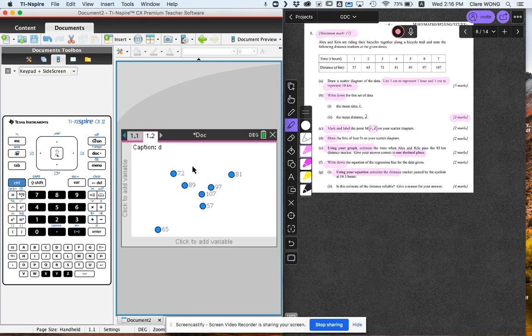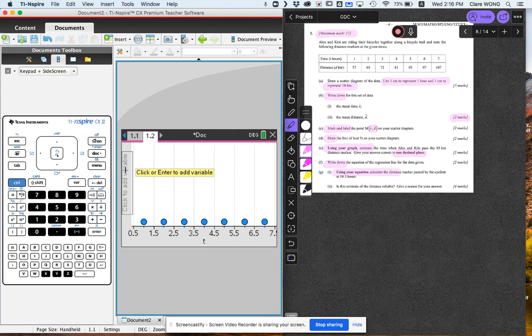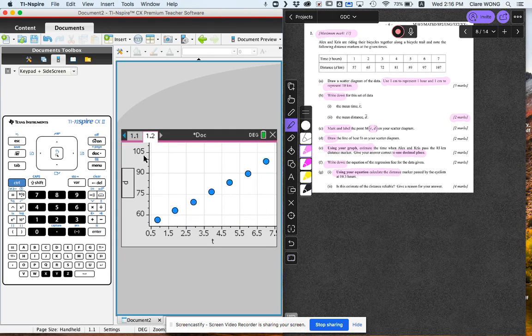Chart. Put T across because it's the independent, and the distance is the dependent one. So you can see the lines pretty much follow a straight line. So this is a linear relationship between the two variables.